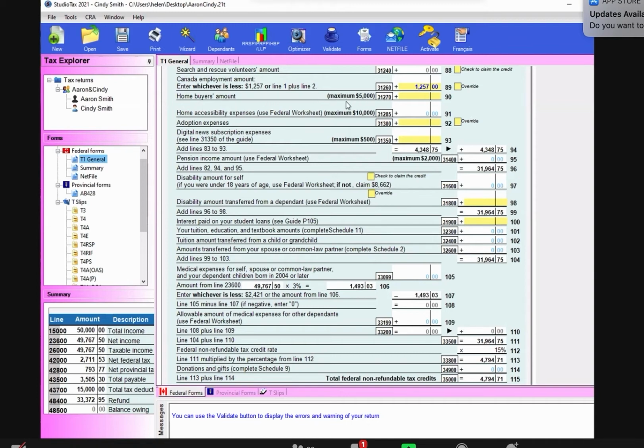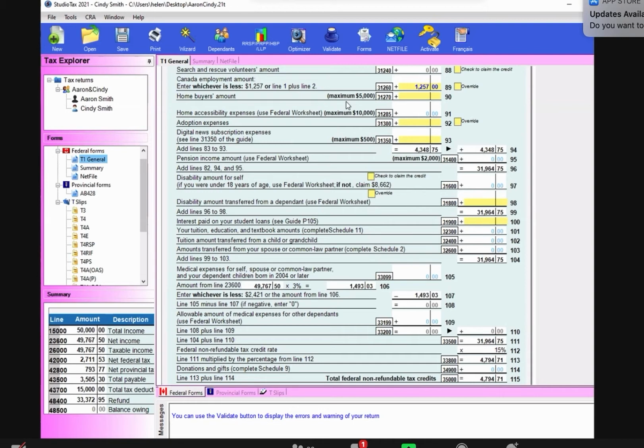The home buyer's amount is $5,000 if you purchase your first home, or if you have not owned any home for 5 years and then purchase a home. This home is qualified. So it is a $5,000 credit. If you put it on a person with low income, it is a $5,000 credit. If you put it on a person with high income, it is $5,000. The credit never changes, so you put it on the person with high income.